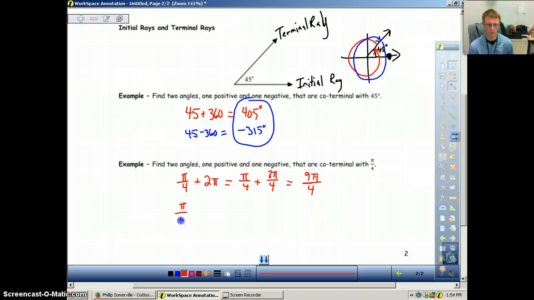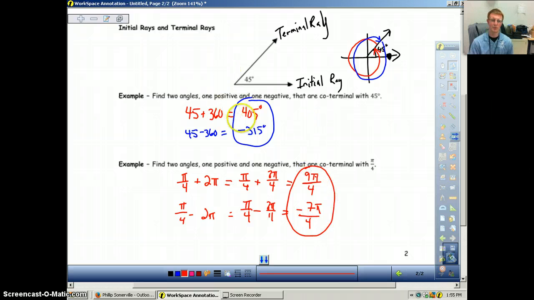Now we can do pi over 4 minus 2 pi. So we have pi over 4 minus 8 pi over 4, and we get negative 7 pi over 4. So there's our two coterminal angles there.